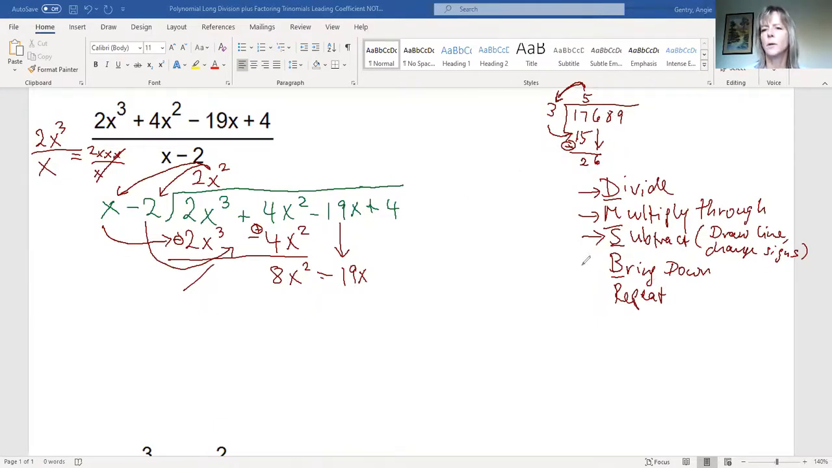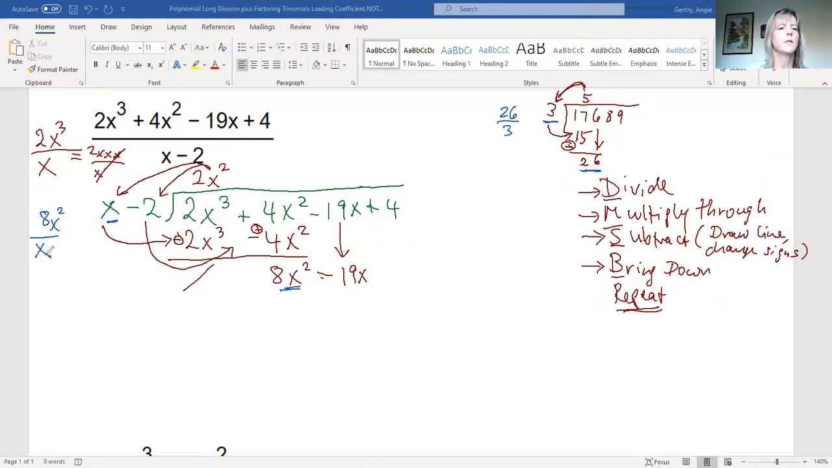And then what do you do after you bring down the next guy? You repeat. So we start over. So I'm going to start over in a different color so you can follow it easier, I hope. So we start over. What do? We divide. Okay, what do we divide? Well, here you ask 3 goes into 26 how many times? Well, we're going to ask the first one, x goes into 8x squared how many times? You see? This one into this one. So you always just divide the first one, but then you multiply it through to all of them.